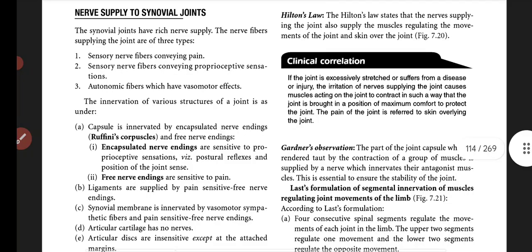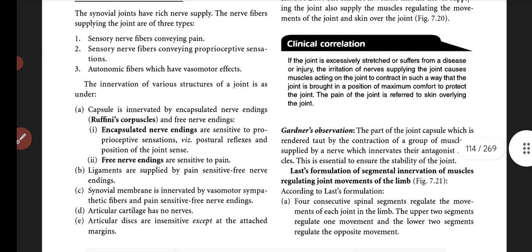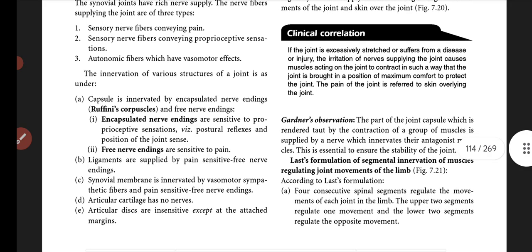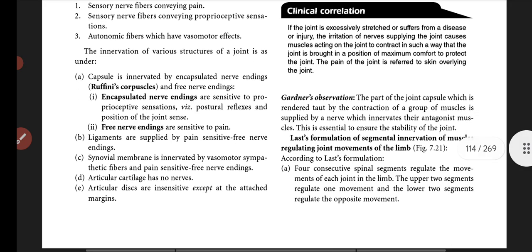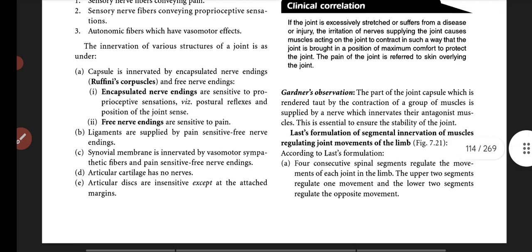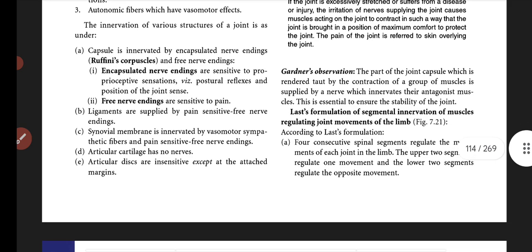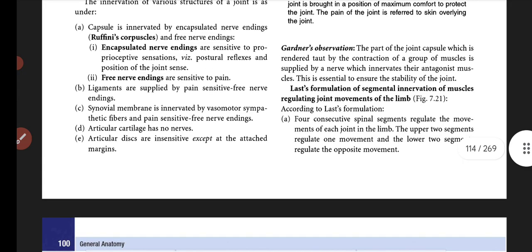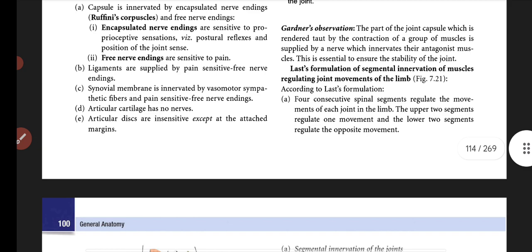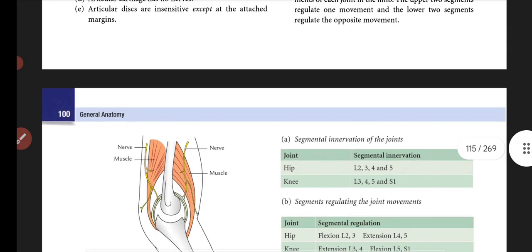The innervation of various structures of a joint is as under. Capsule is innervated by encapsulated nerve endings, or Ruffini corpuscles, and free nerve endings. Number B, ligament is supplied by pain-sensitive free nerve endings. Synovial membrane is innervated by vasomotor sympathetic fibers and pain-sensitive free nerve endings. And articular cartilage has no nerve supply. Most important, articular cartilages are insensitive except at the attached margin.